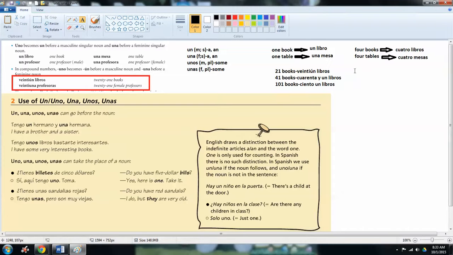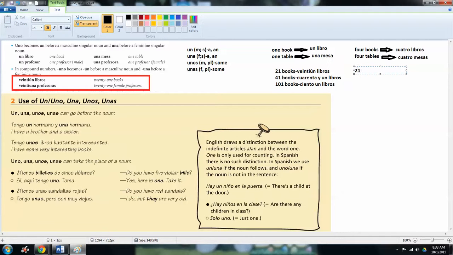If it's something feminine, like if I have 21 tables, 41 tables, or 101 tables, because tables is feminine, I'm going to use una. So this would be 21 mesas. And this would be 41 mesas. And this would be 101 mesas. Okay.